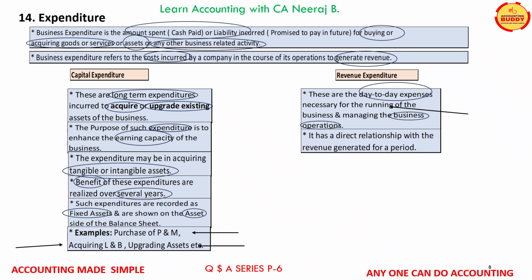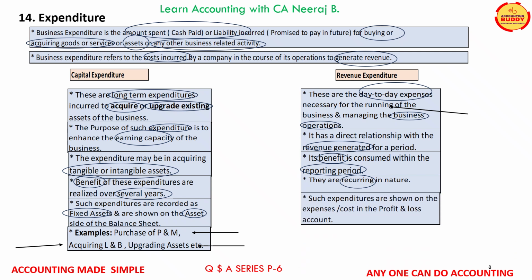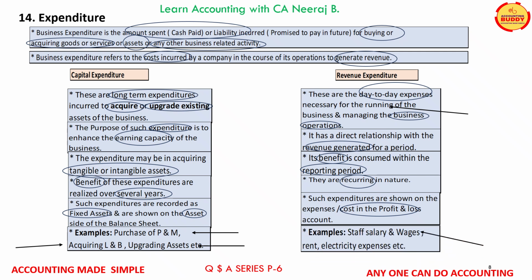Revenue expenditure has a direct relationship with the revenue generated during a period. The benefit of revenue expenditure is consumed by the business within a reporting period. Revenue expenditure is recurring in nature. It is incurred regularly. Revenue expenditures are charged to the profit and loss account and deducted from the business revenue to calculate the business profit or loss. Staff salary and wages, rent, and electricity expenses are a few examples of revenue expenditure.